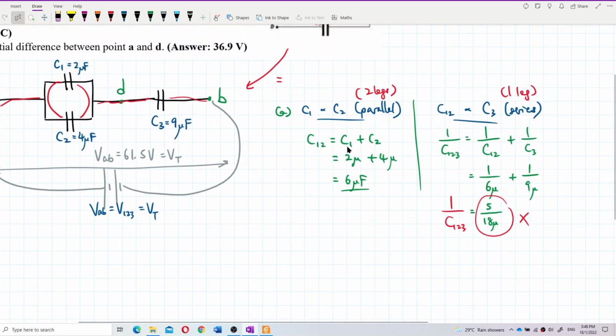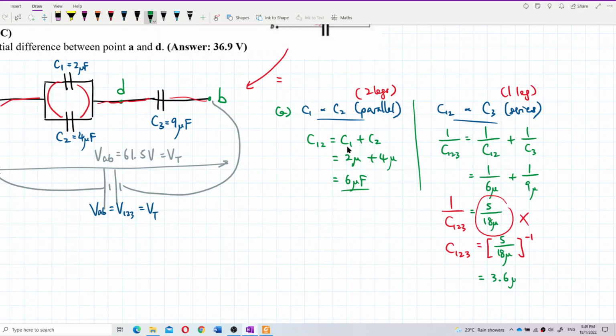You haven't inverted yet. Many students make a mistake in this part. They forget to invert. Don't make such a mistake. So I invert it, and the answer I get is 3.6 microfarad. That's the answer.